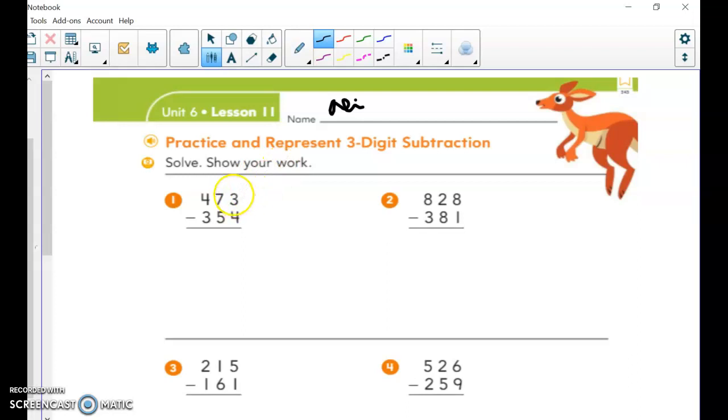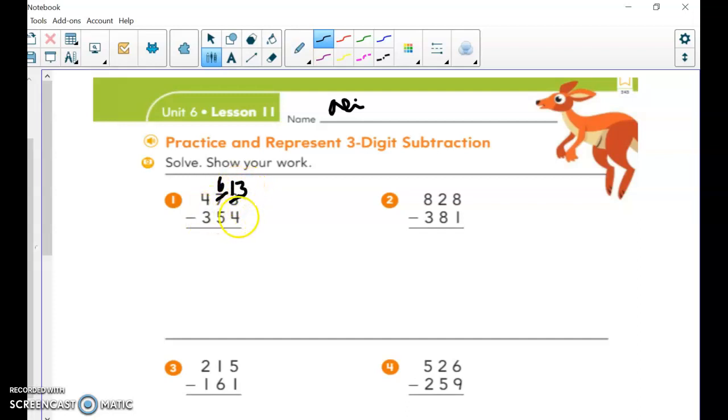We're going to start in the ones place and do 3 minus 4. Can we do that? Nope. So let's go check the tens place. Okay, we're going to have to ungroup. So instead of 7, it will be 6. And then we're going to give that group of tens over to the ones to make this 13. Okay, and now we're all set to subtract.